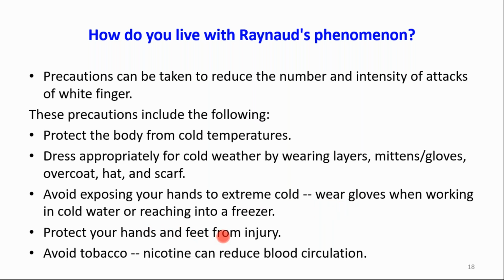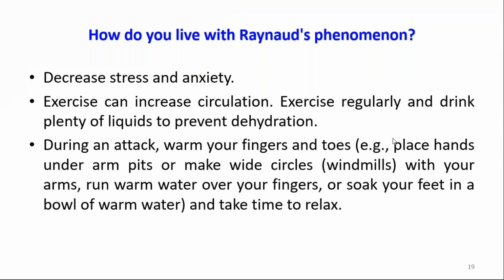Protect your hands and feet from injury. Avoid tobacco; nicotine can reduce blood circulation. So these are some of the protective or precautionary measures for Raynaud's phenomenon. Decrease stress and anxiety. We already discussed that. Exercise can increase circulation. So that is one of the solutions, and it is a temporary solution. Exercise regularly and drink plenty of liquids to prevent dehydration.